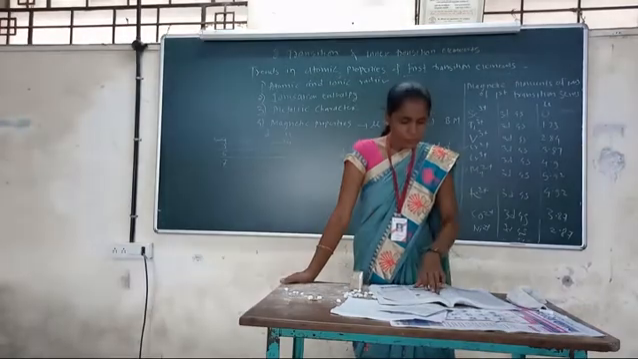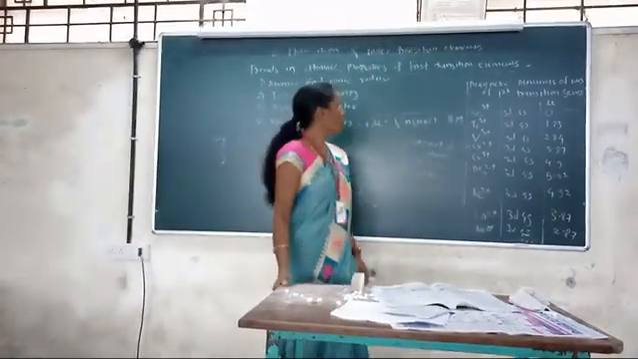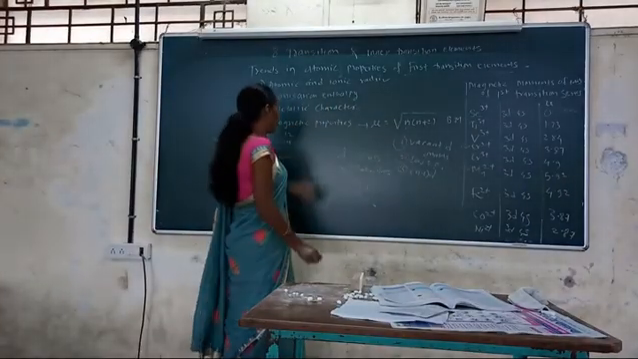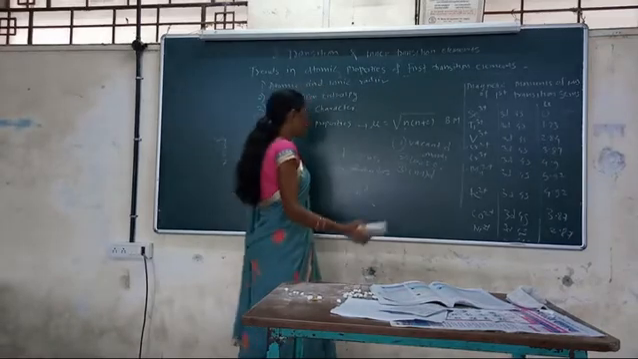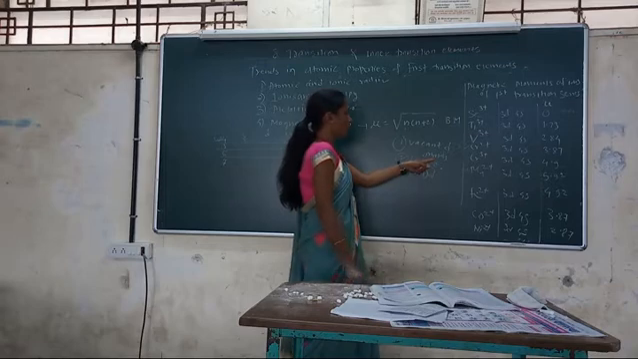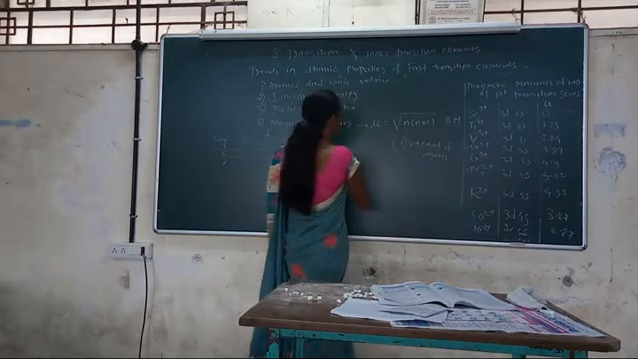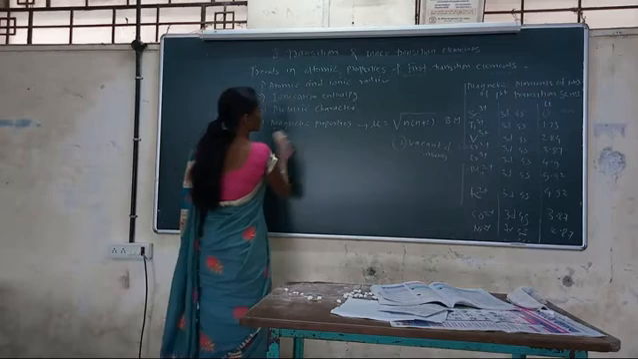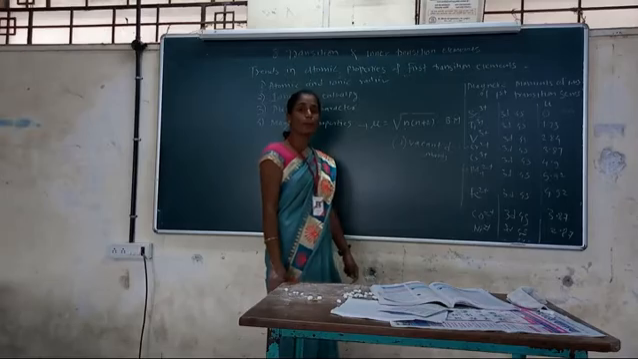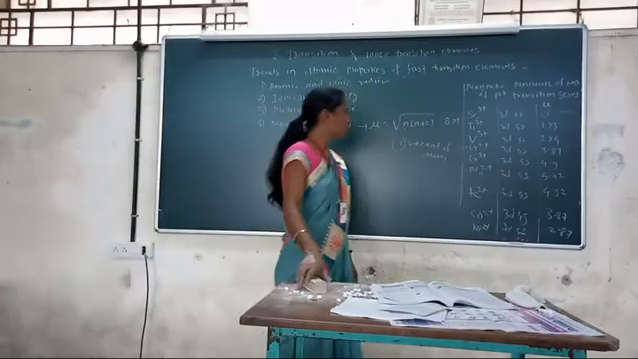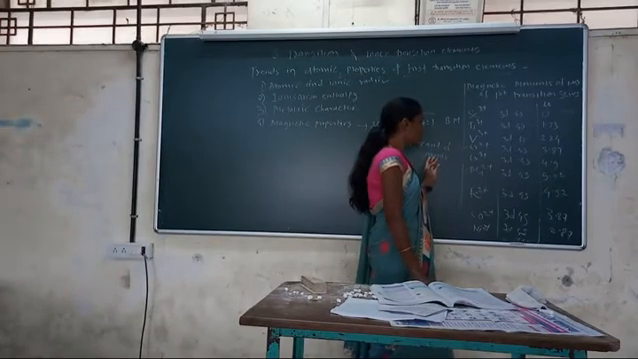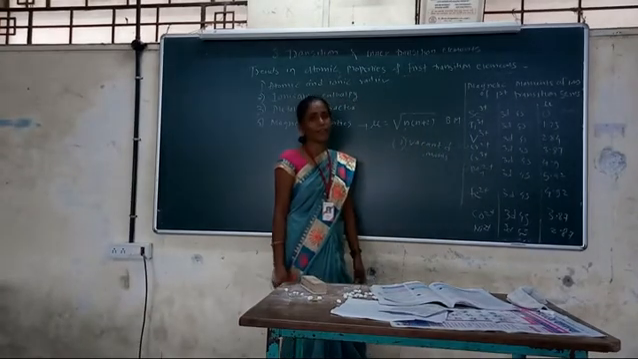Then the fourth property, the fourth trend, is magnetic property. Magnetic property also depends on vacant d orbitals, that is, on the number of unpaired electrons. If the number of unpaired electrons present is in excess, they are strongly magnetic in nature.